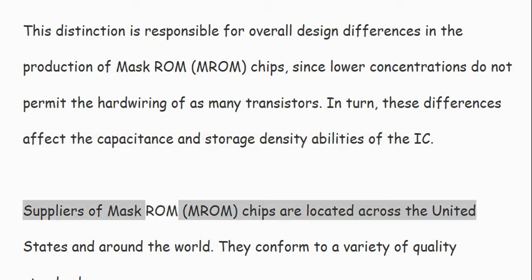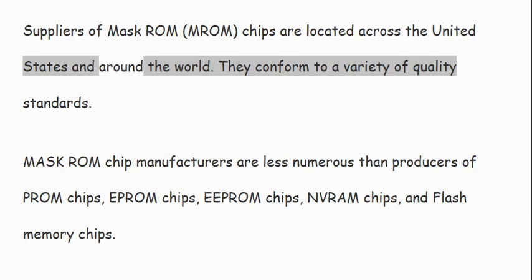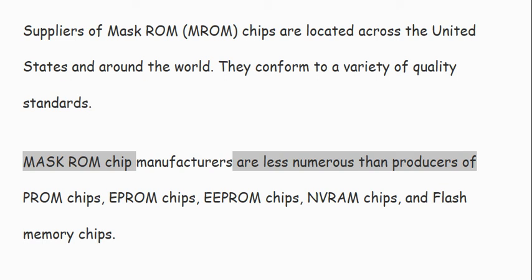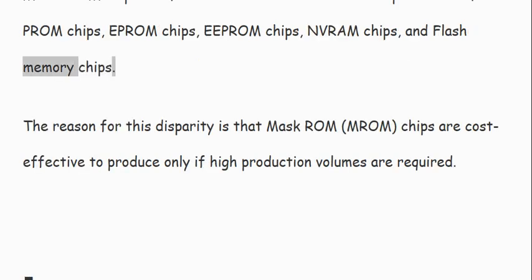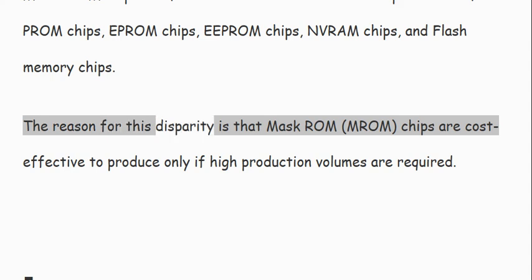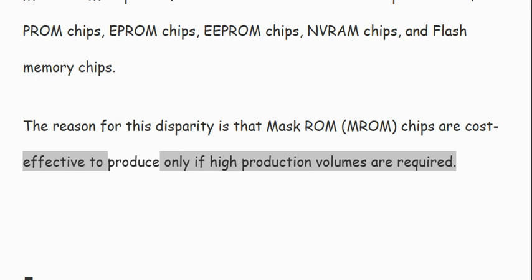Suppliers of mask ROM, MROM chips are located across the United States and around the world. They conform to a variety of quality standards. Mask ROM chip manufacturers are less numerous than producers of PROM chips, EPROM chips, EEPROM chips, NVRAM chips, and flash memory chips. The reason for this disparity is that mask ROM, MROM chips are cost-effective to produce only if high production volumes are required.